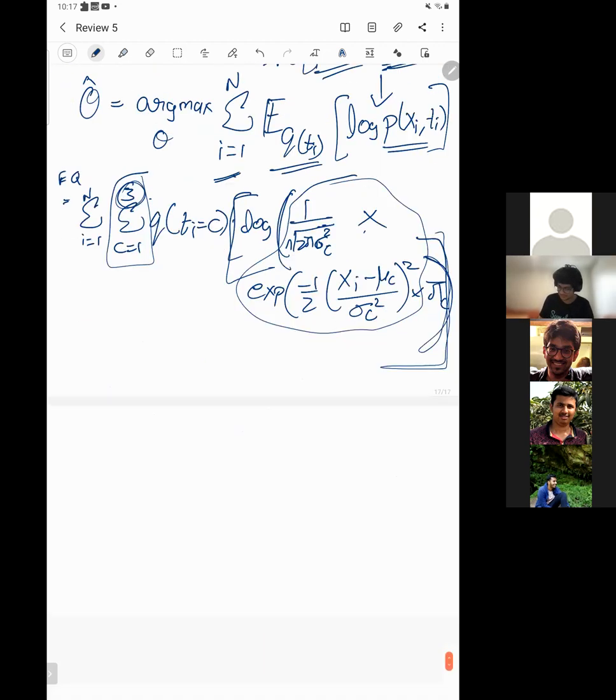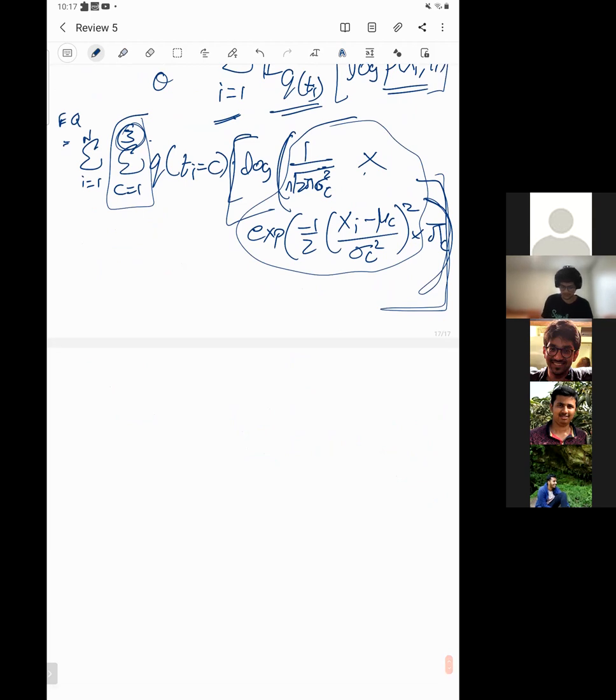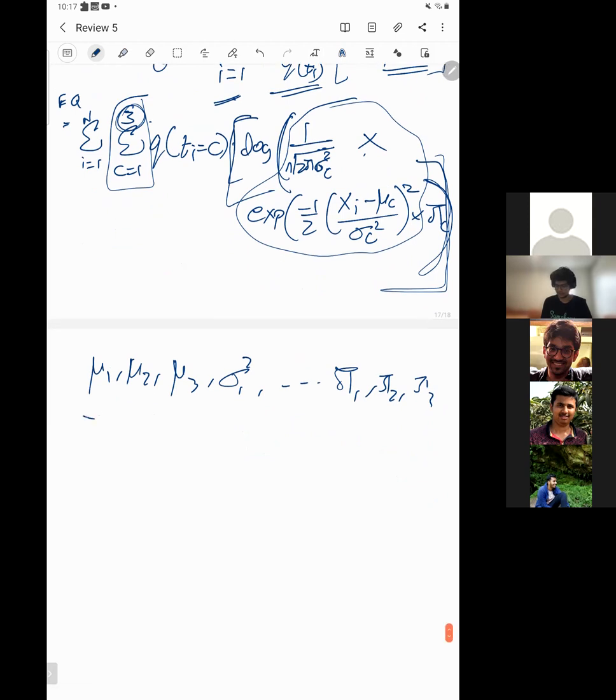Now we have to optimize this entire thing with respect to mu1, mu2, mu3, similarly sigma 1, sigma 2, sigma 3, and pi 1, pi 2, pi 3. So what we would do is 9 different differentiations, and after that equate all of them to 0, and then what we would obtain is the value of mu C, sigma C, and pi C. Obviously, I would do the differentiation for mu1, sigma1 and pi1, and the rest would follow similarly.